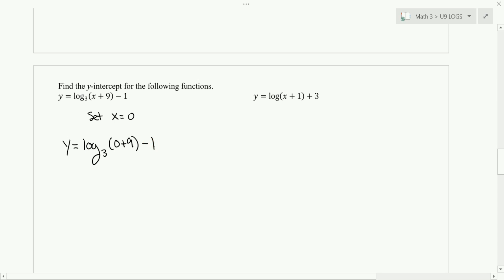Okay. 0 plus 9 is 9, so this is y equals log base 3 of 9 minus 1. What's important for you to realize is that minus 1 is not part of the log. So you're going to have to evaluate this log first, find out what that's equal to. Whatever you get as an answer, you're going to subtract 1 from it, and that will give you your y-intercept.